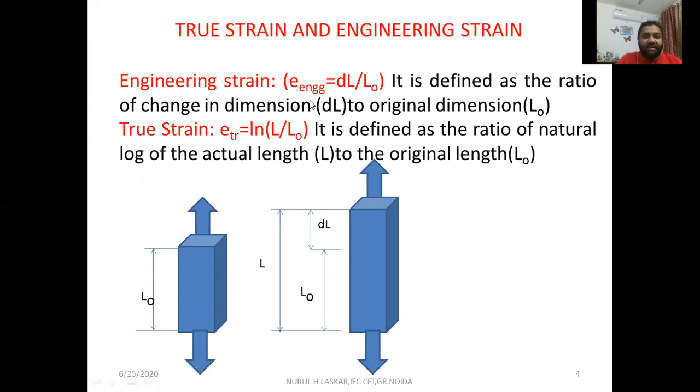So engineering strain can be defined as the ratio of the change in dimension to the original dimension, dl upon L0, where L0 is the original dimension. And true strain is defined as the natural log of the ratio of the actual length, L, which is L0 plus dl, to the original length L0. So ln(L/L0) is the true strain. And what is L? L is the summation of the change in length and the original length.